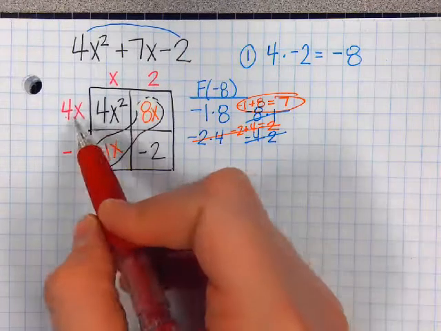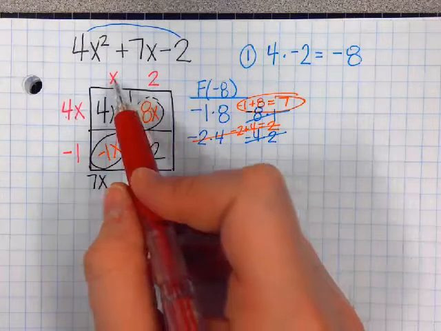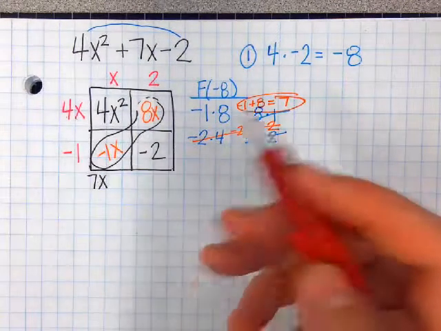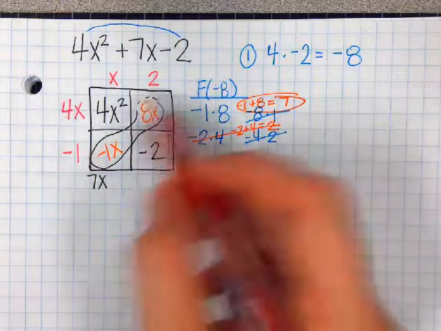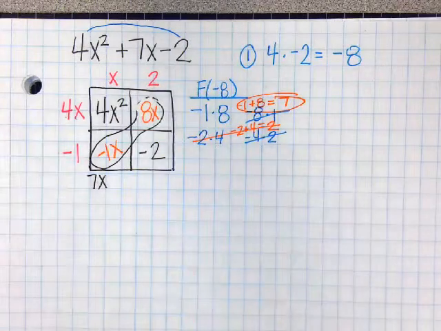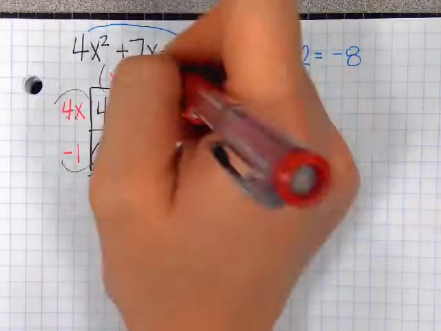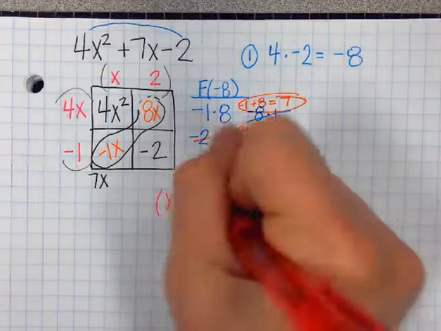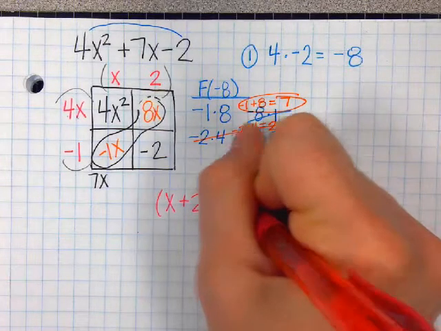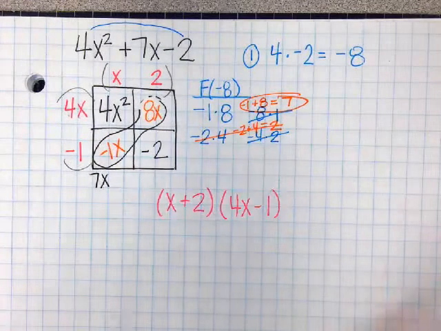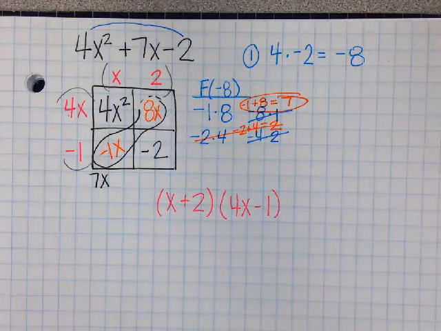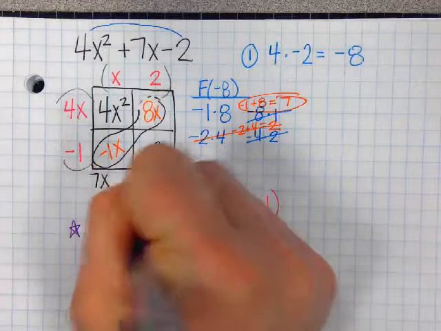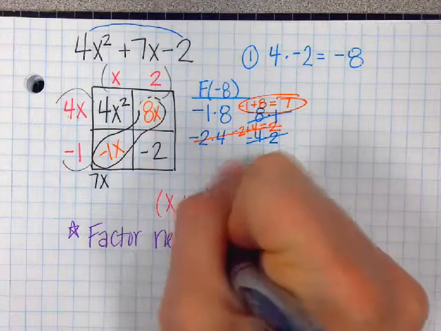I'm going to go ahead and check this one just to make sure. 4x times x gives you 4x squared. 4x times 2 gives you 8x. x times negative 1 gives you negative x. 2 times negative 1 gives you negative 2. Now, if you would have accidentally had the signs backwards, all you have to do is switch them. But here are my two factors. So it would be x plus 2 and 4x minus 1. So that is factoring.